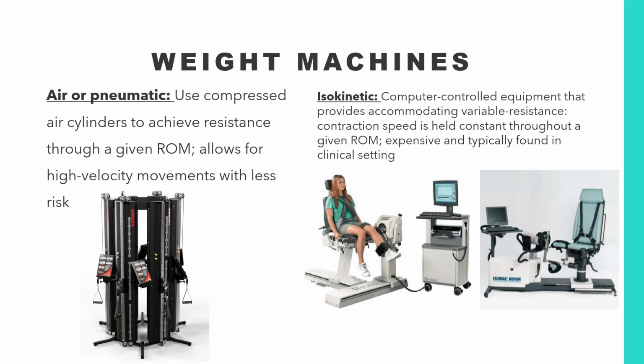Additionally, pneumatic machines are costly, require different units to target all the major muscle groups, and require a large amount of space. Isokinetic machines are accommodating variable resistance machines. They allow for the speed of contraction to be held constant through a given range of motion. As an exercise is performed, the muscular effort from the client is matched with a proportional amount of resistance that maintains contraction speed. Unlike other resistance training machines, isokinetic machines are computer controlled and can be programmed to function through a specific range of motion or provide concentric or eccentric only resistance.